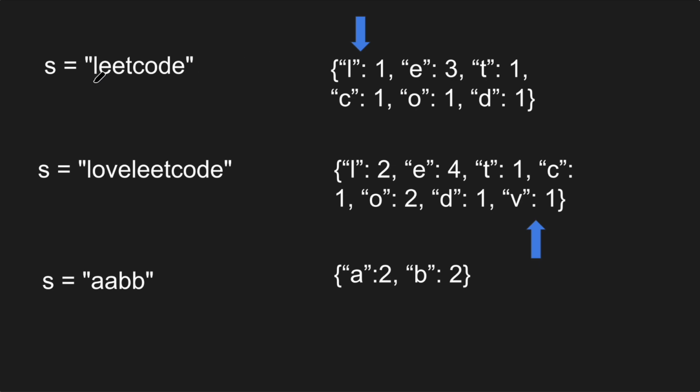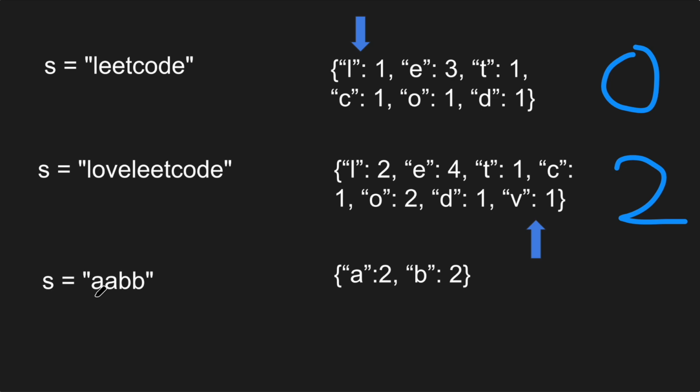When we get to this letter L, the value is 1, so the answer here would be 0. And then with this string, L: what's the value of L? The value of L is 2. We look at O. The value of O is also 2. Then we look at the value of V. What is the value of V? The value of V is 1. And what is the index of V? It is 2. So then we will return 2.